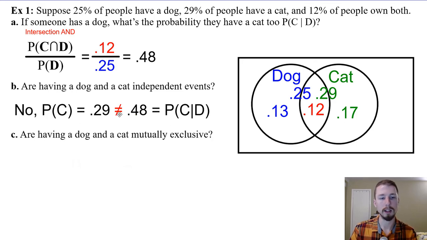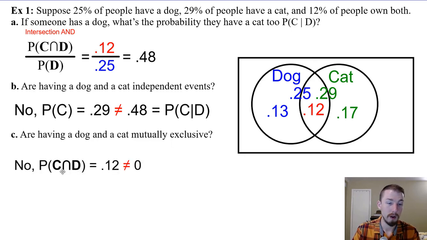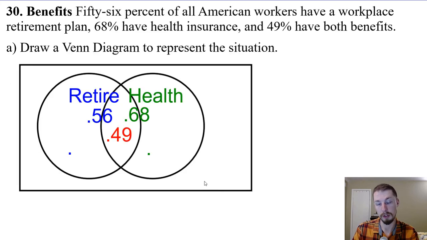This is a nice string that you can do here, with the equality or inequality in the middle. It's easy to read, going from one all the way to the other. You could say it in a sentence, but this is really good. If you write this down on a test, I'd be very happy. All right, are having a dog and a cat mutually exclusive? No, because the probability of having a cat and a dog is 12%, which is not equal to 0. It's not the empty set.